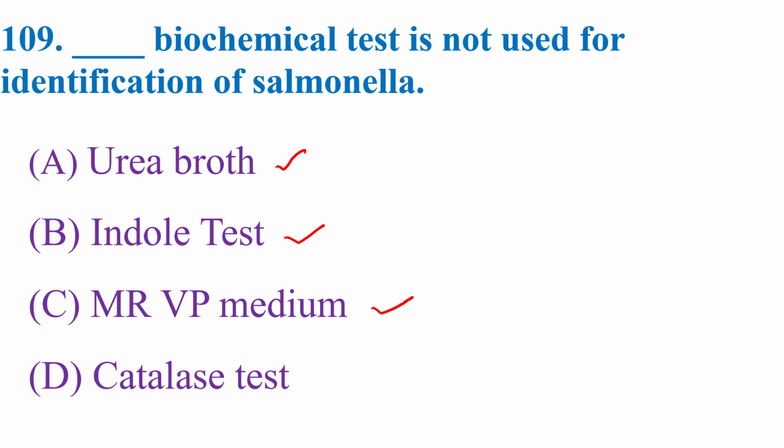Whereas catalase test is not specific for Salmonella identification. It is for many bacteria, including Salmonella, catalase positive. So it cannot differentiate Salmonella species from others. So correct option will be option number D.